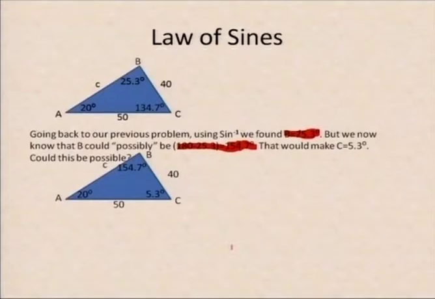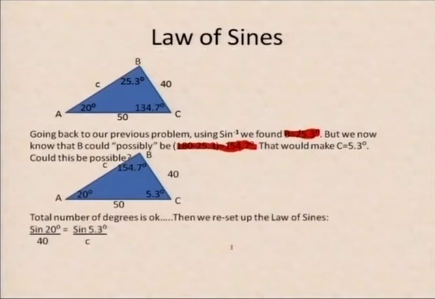If angle B was actually 154.7 instead of 25.3, and we subtracted from 180 degrees, we'd have a new value for angle C. And it looks like the angles add up to 180, so that part of the check is okay. Then I'll set up the law of sines and see what we get for C this time. Sine of 20 over 40 equals sine of 5.3 over little c. Set up the cross, ready to cross multiply, and we should get an answer of 10.80.